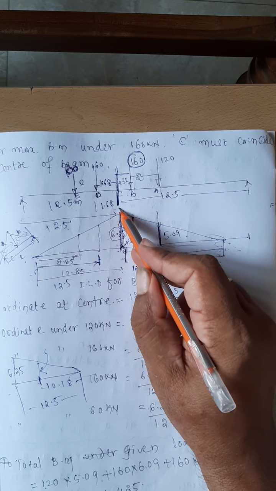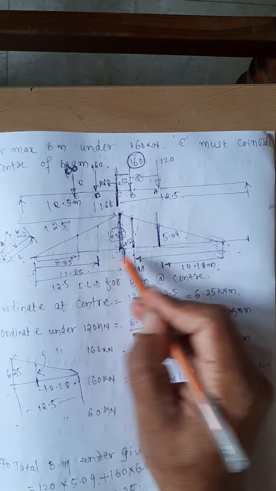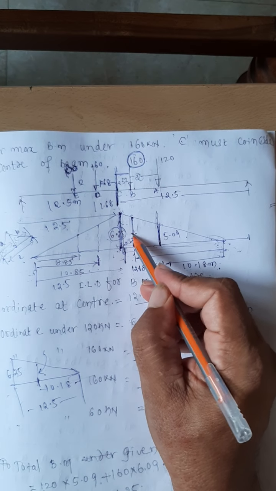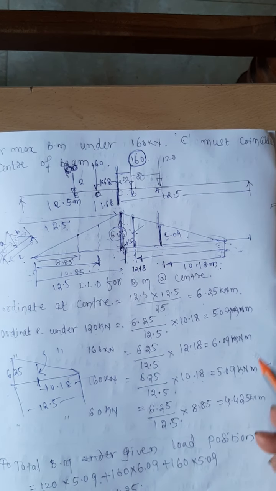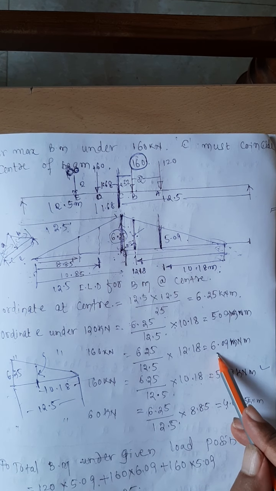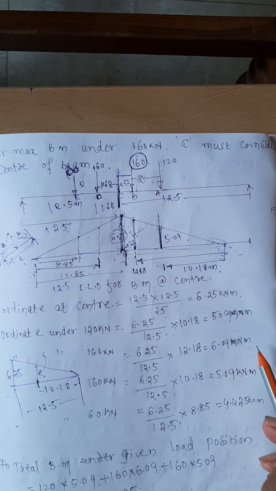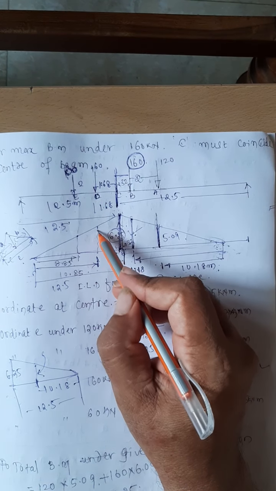If I want, what I am doing, 6.25 divided by 12.5 into 12.18. You will get this number. That number under leading 160 kilonewton is equal to 6.09. Is it all right? Like that, you are calculating this value again.